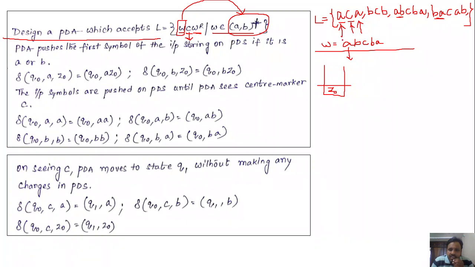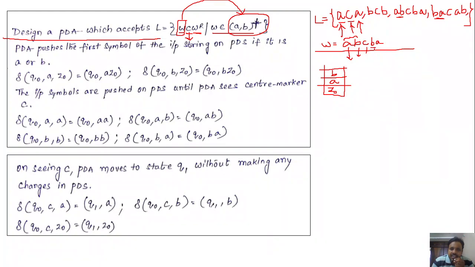Okay. So in the input, as long as you are getting A's and B's, just push them onto the stack until we get C. The first character in the input is A, so push it onto the stack. The second symbol is B, push it onto the stack. The moment we get C, stop pushing there. After the C, match the stack content with the input, right?